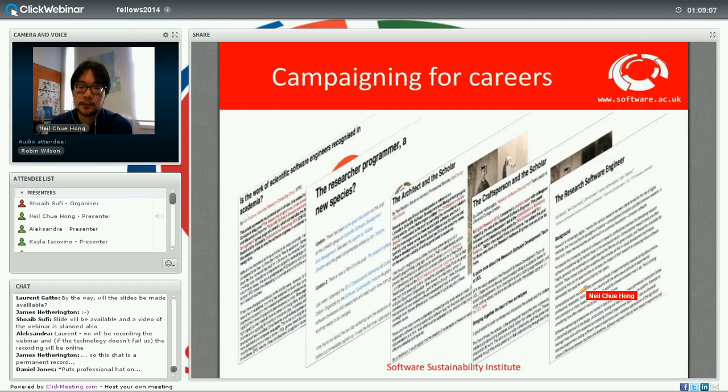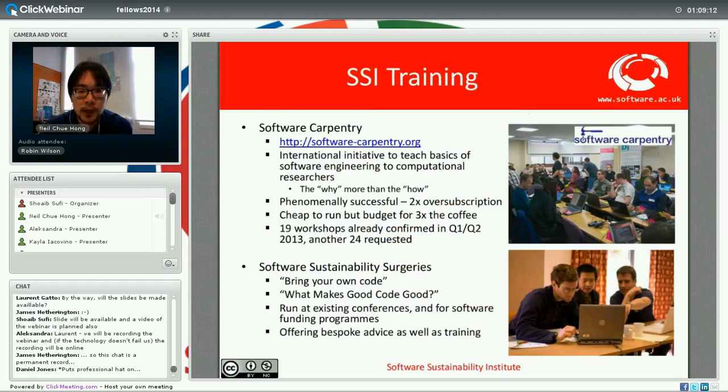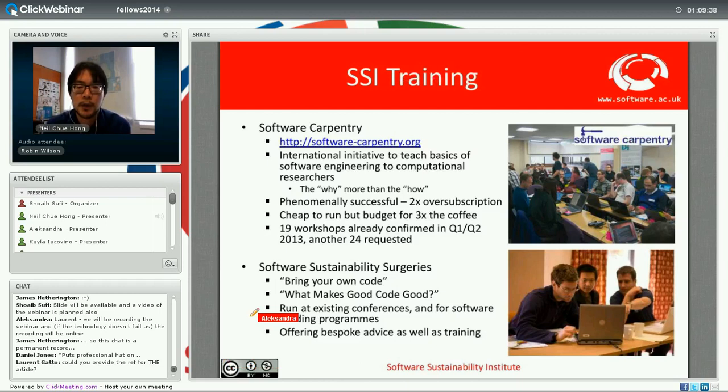So finally, I want to say a little bit about the training. You'll hear some of the fellows talk about something called software carpentry. Software carpentry is an international initiative to teach the basics of software engineering to computational researchers. And we have been working with trainers across the UK and across the world to develop and run all of these different three-day, two-day boot camps. So they're very quick, very intense, as you can see by the picture, ways of making sure that everyone has a common understanding of computational science and software engineering.